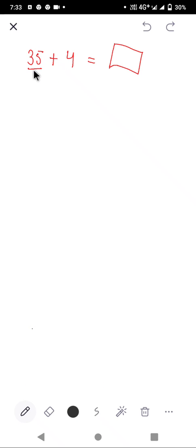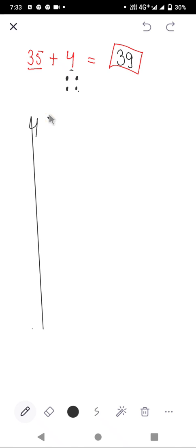How many times will we count forward? 4 times. The smaller number is 4. I'm making some dots for you. We have to count 4 times forward after 35. So after 35: 36, 37, 38, 39. So 39 will be the answer, or sum, of 35 and 4. 35 plus 4 is 39.